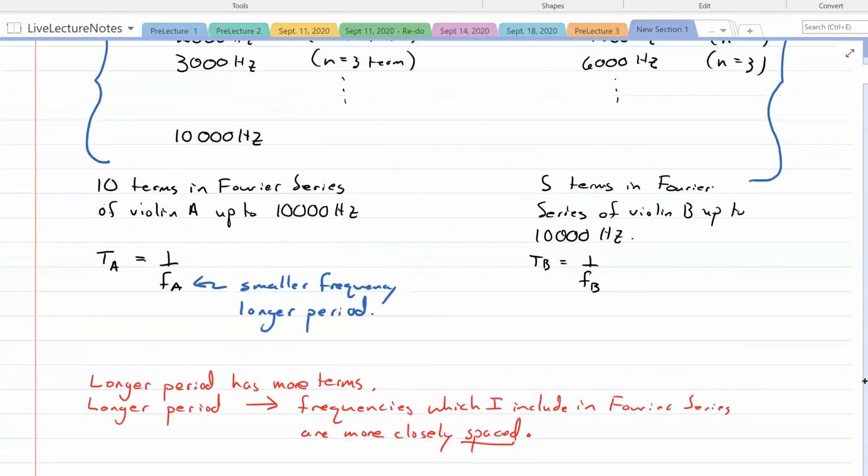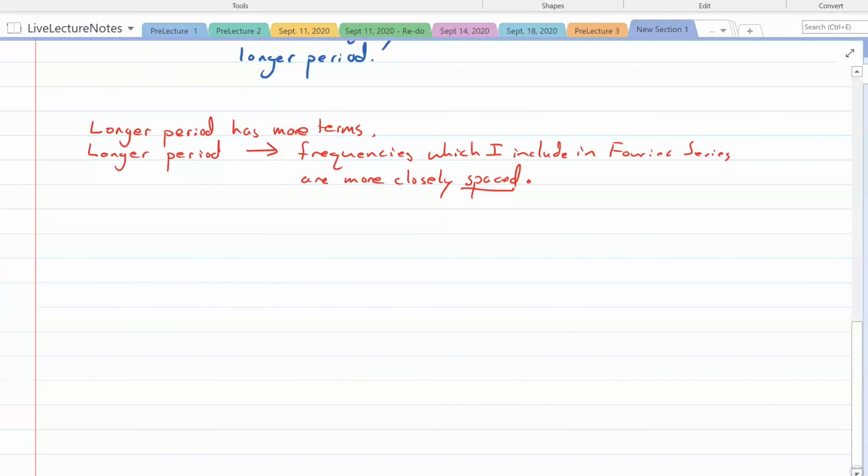There are only certain frequencies which can be used in a Fourier series, and those frequencies are multiples of the lowest term. And so the spacing between the frequencies is equal to the lowest frequency. When you make the period long, you're making your fundamental frequency very small, and so the spacing between the frequencies gets really, really tiny. Okay. Basically, another illustration of that.